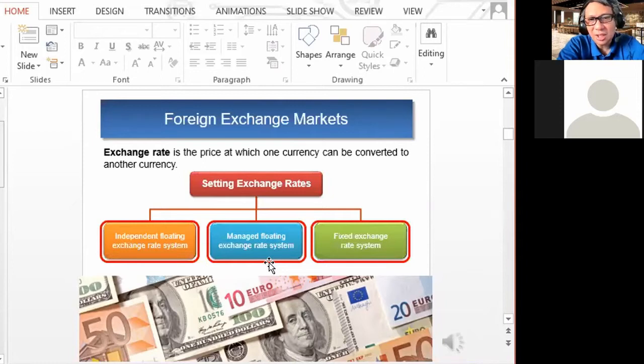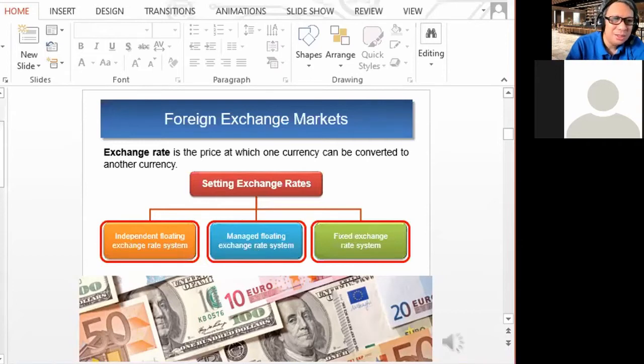Then the fixed exchange rate, where you are pegging your currency to another foreign currency, just like what China is doing. They want the yuan, their currency, to be weaker than the dollar. So they do not want it appreciating. This is the strategy I mentioned before because they want more exports. Okay, now let's proceed with the independent floating exchange rate system.